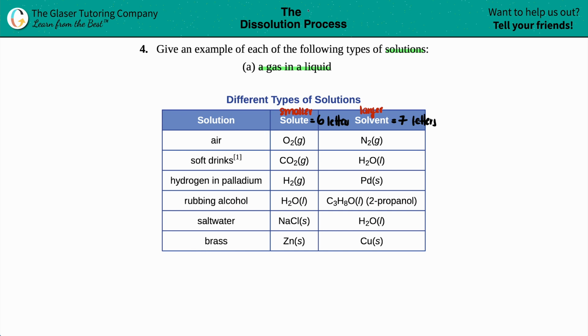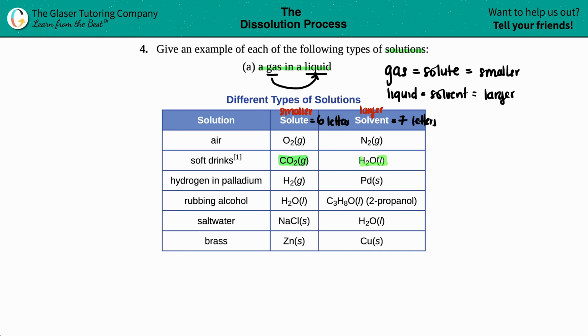So, if you're placing a gas into a liquid, you're always going to place the smaller thing into a larger thing. So the gas, in this case, is going to be your solute because you're placing it into the bigger thing. The gas is the smaller, and the liquid is the solvent because it's the larger one of the two. So now I just have to find out which one has a gas as a solute and which one has a liquid as a solvent. I have a gas here, but the solvent is a gas. But I have a gas as my solute, and I have a liquid as my solvent.